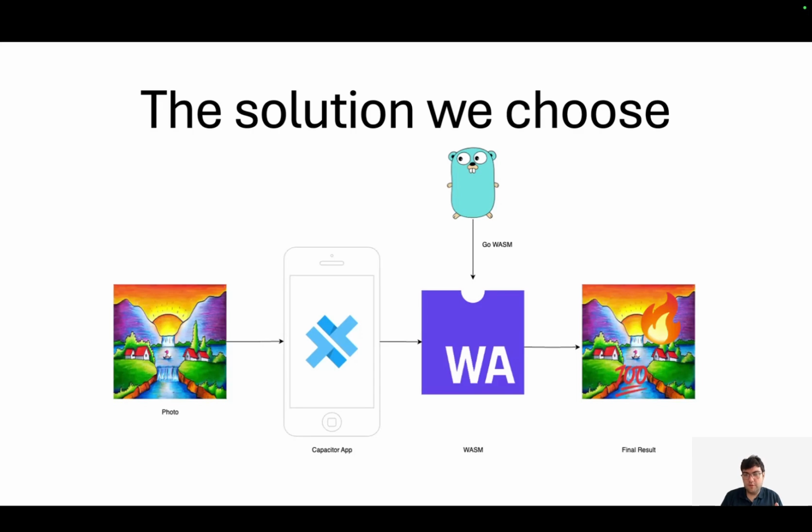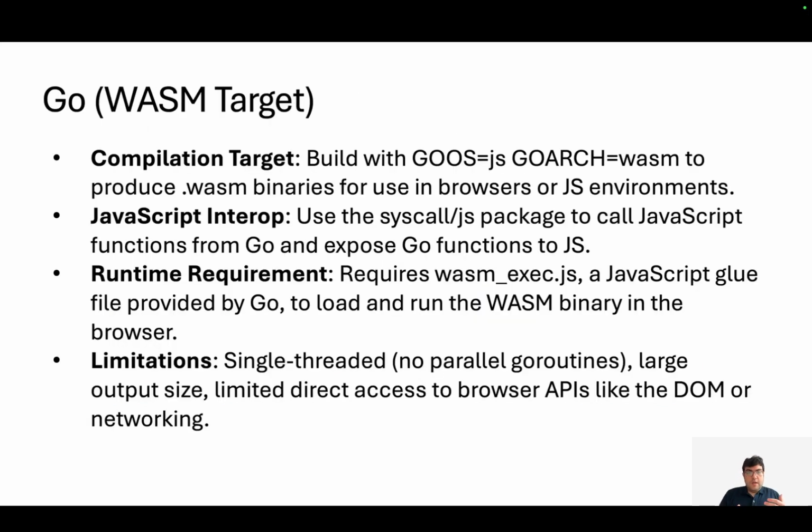So on this one, we used Go. If you talk about Go and how it works with WebAssembly, you essentially use JavaScript as the GOOS, which is the operating system that you're compiling for, and WebAssembly as the GOARCH, which is the CPU architecture that you're compiling for, which will generate the WebAssembly files right away to use in JavaScript environments and the browsers.